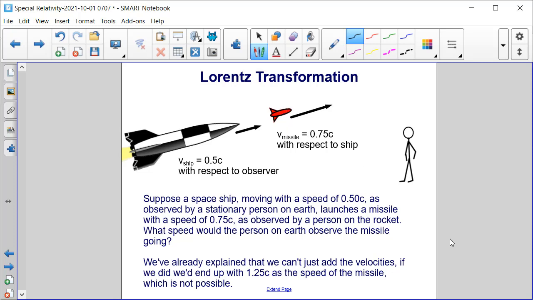We already explained at the beginning of this unit that we can't just add the velocities as we normally would in classical mechanics. If we did, we would get greater than 1. 0.5 plus 0.75 is 1.25 c, which is not possible. This is faster than the speed of light. Okay, so what we're going to do in this section is talk about how we can solve these kinds of problems.